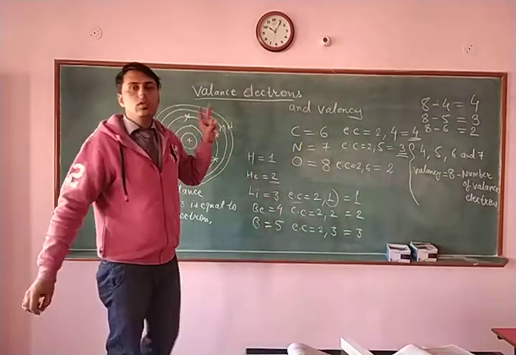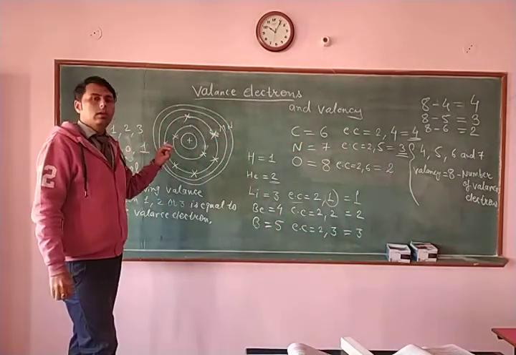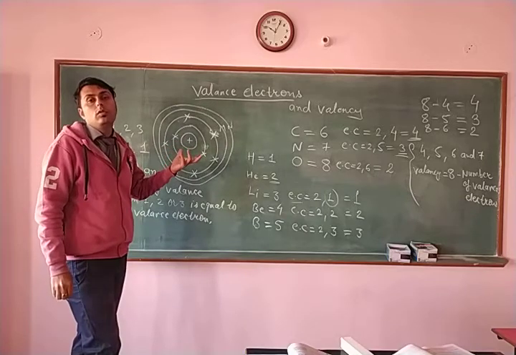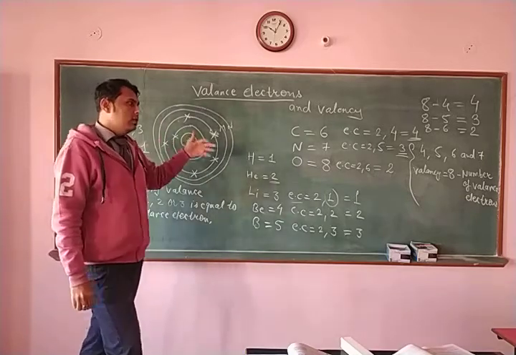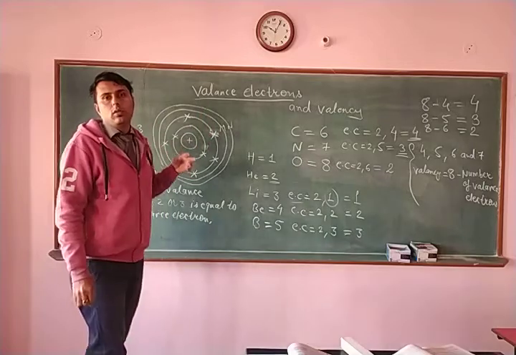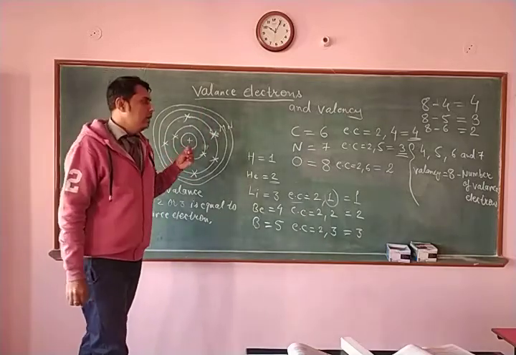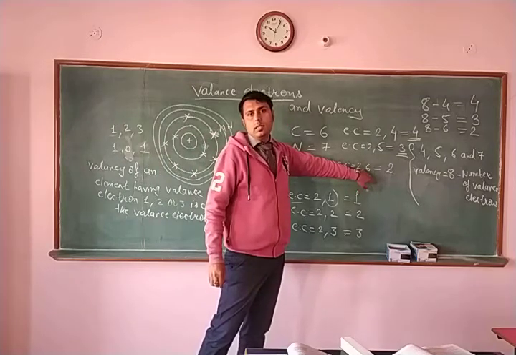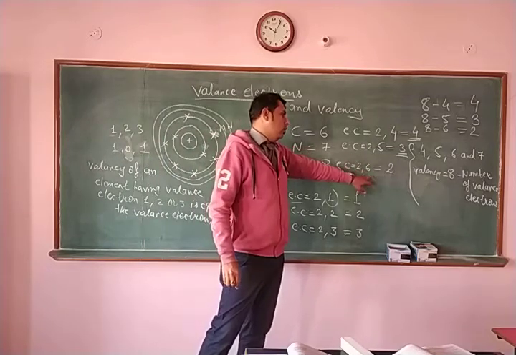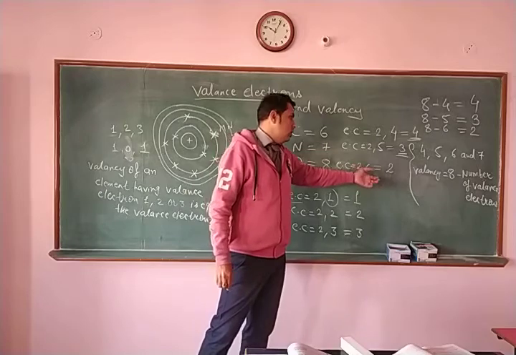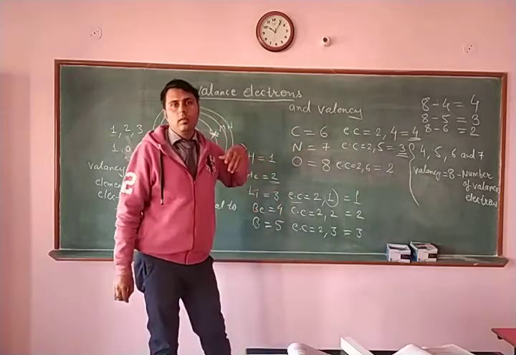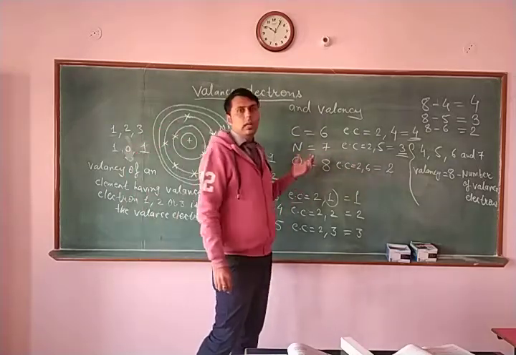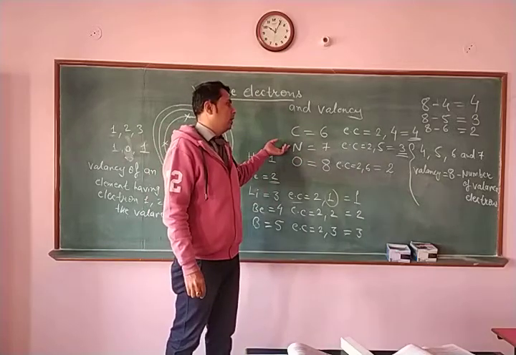So oxygen needs 2 electrons to complete the octet. For oxygen, it's easy to take 2 electrons rather than losing 6 electrons. It's hard to lose 6 electrons. So oxygen takes 2 electrons because oxygen has high electronegativity. Nitrogen also does the same thing.